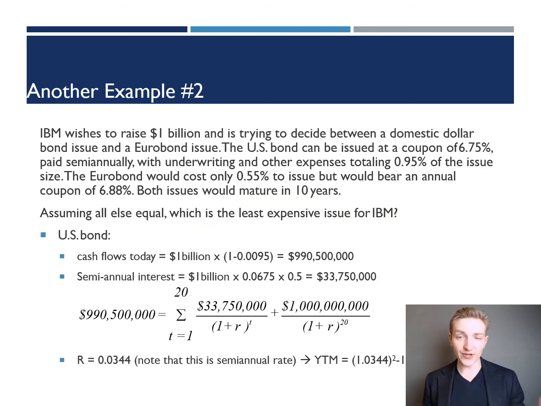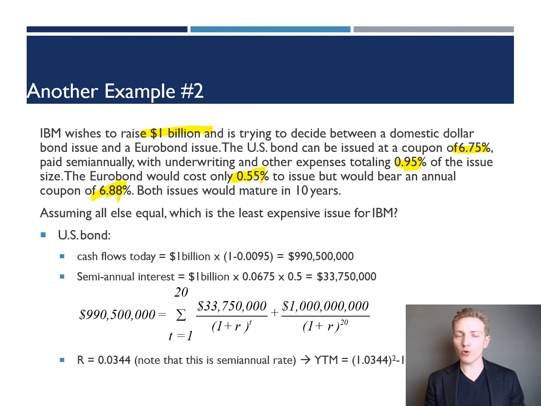We can see another example as well, just to emphasize this point. Suppose IBM wants to raise $1 billion and is trying to decide between a domestic offer and a Eurobond offer. The US bond can be issued with a coupon rate of 6.75%, paid semi-annually, with an underwriting fee, etc., totaling 0.95%. The Eurobond would only cost 0.55% to issue, but would bear an annual coupon of 6.88%, i.e. a little bit more than the US one.